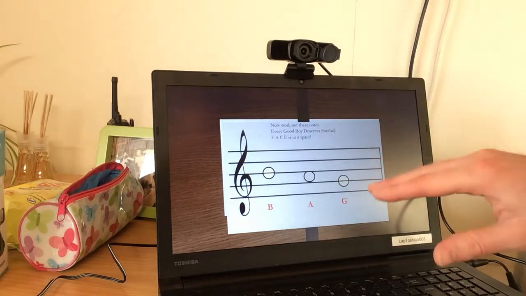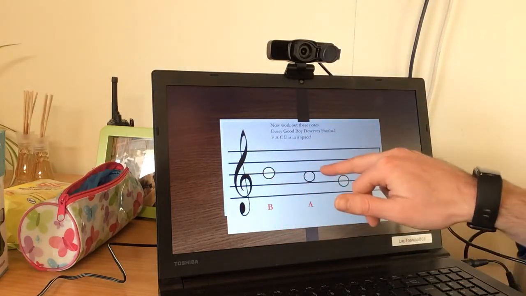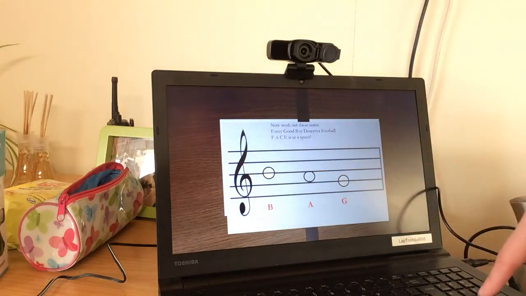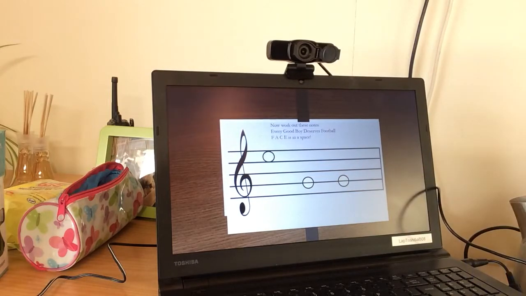And to be fair, it should be this quick. You should make that decision, right? There's a line. Every good boy. There's a space. F-A. Okay? It should be really that fast for you now. So let's try another one. Little hint, these 2 are the same. So once you know that one, it's not going to change.